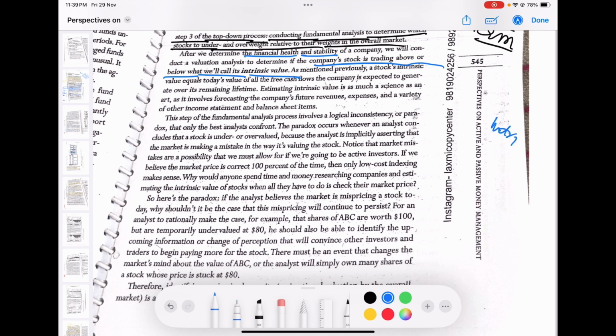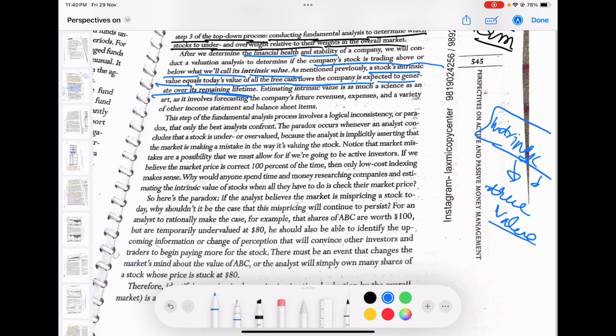So what is intrinsic value, right? A stock's intrinsic value equals today's value of all the free cash flows the company is expected to generate over its remaining lifetime, right? Intrinsic value is the true value of the company, and it is basically the free cash flows that it is expected to generate in its lifetime. Estimating intrinsic value is as much a science as an art, as it involves forecasting the company's future revenues, expenses, and a variety of income statement and balance sheet items.